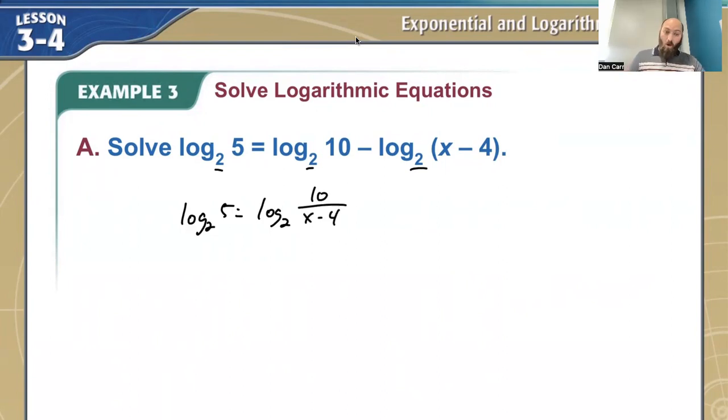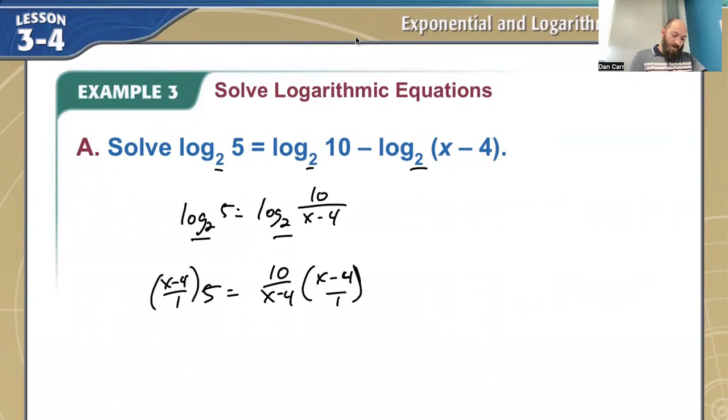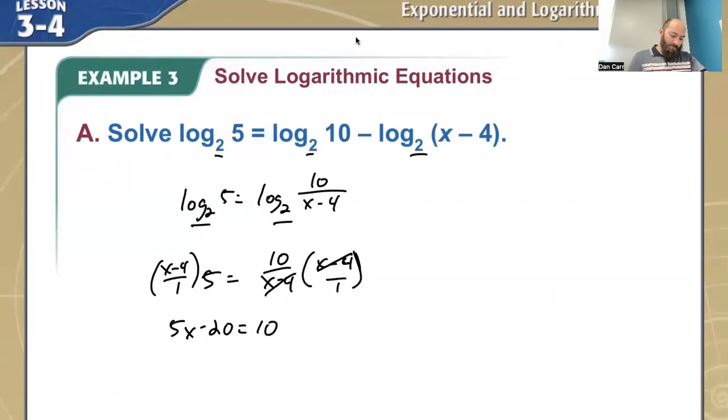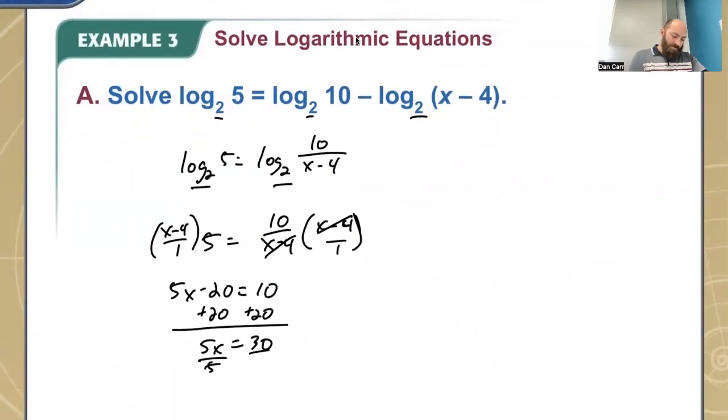Now, according to the one-to-one property, the only way for this to be true is if 5 equals 10 over x minus 4. And now I can solve this the rest of the way. I multiply both sides by x minus 4 over 1, which cancels that out. I distribute the 5, so I have 5x minus 20 equal to 10. Add the 20 over, so I get 5x equals 30. Then divide by 5, so I get x equals 6.